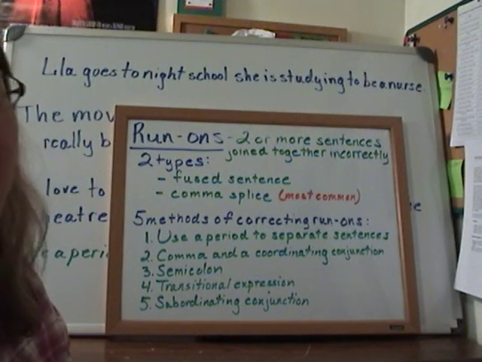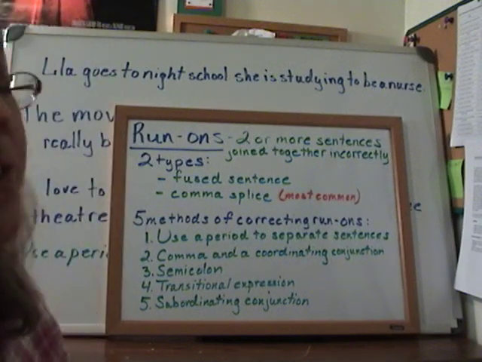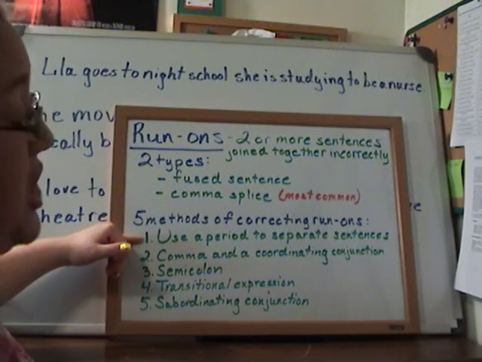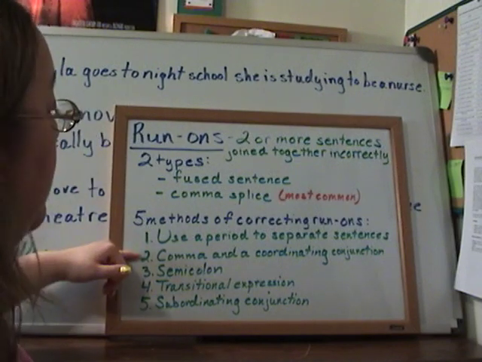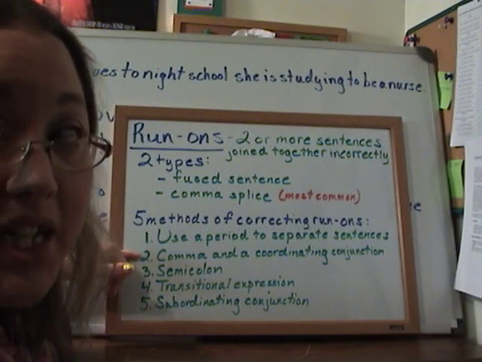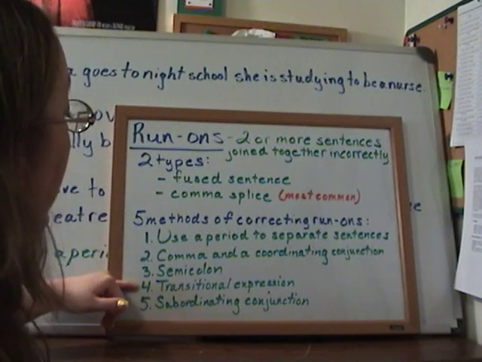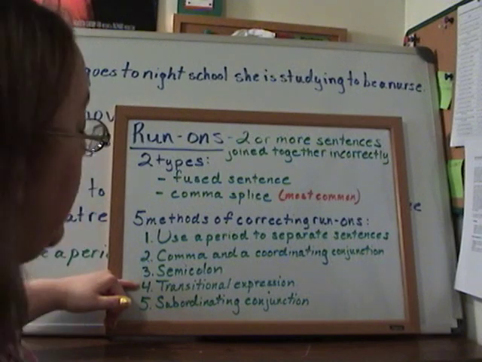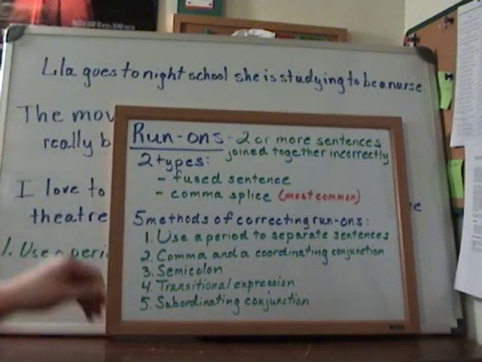So in fixing any given run-on, there are 5 different methods you can use to fix them. One, use a period to separate the two sentences. Two, use a comma and a coordinating conjunction. Three, use a semicolon. Four, a transitional expression. Or five, using a subordinating conjunction.